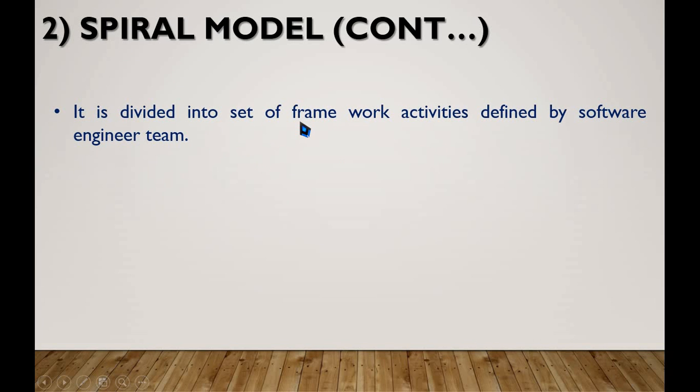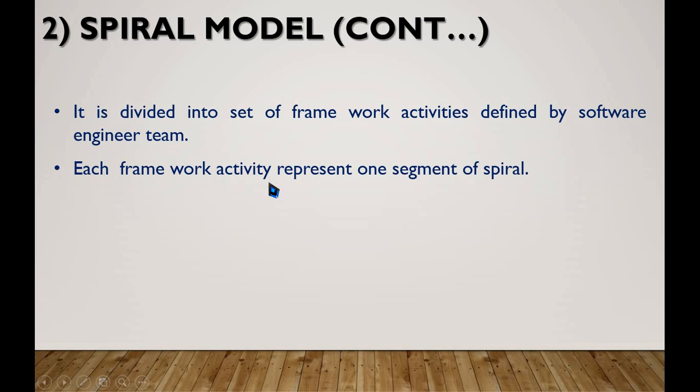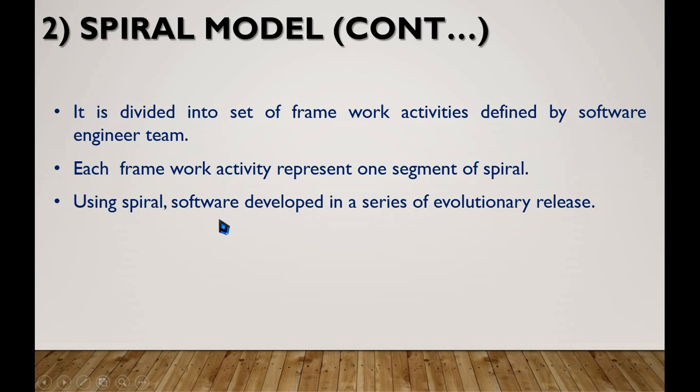It is divided into a set of framework activities defined by the software engineering team. Each framework activity represents one segment of the spiral. Using the spiral, software is developed in a series of evolutionary releases. That is the main important thing.